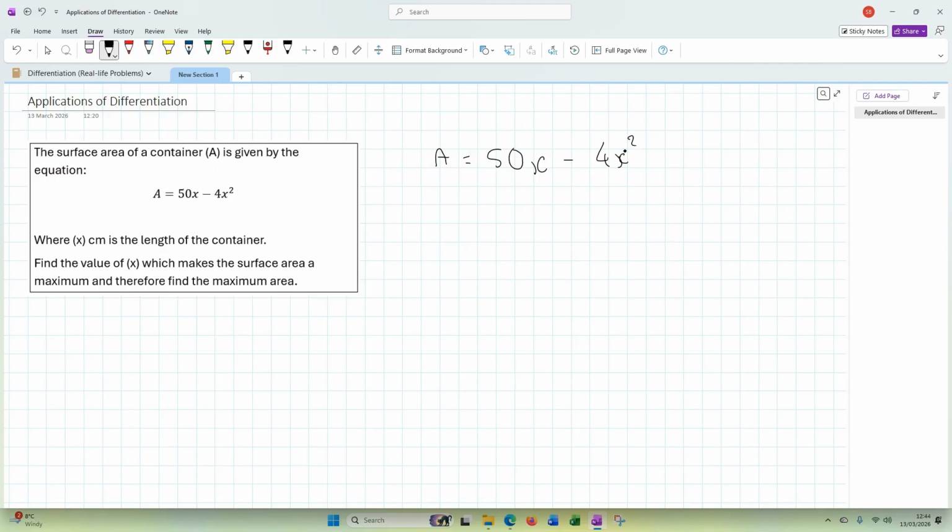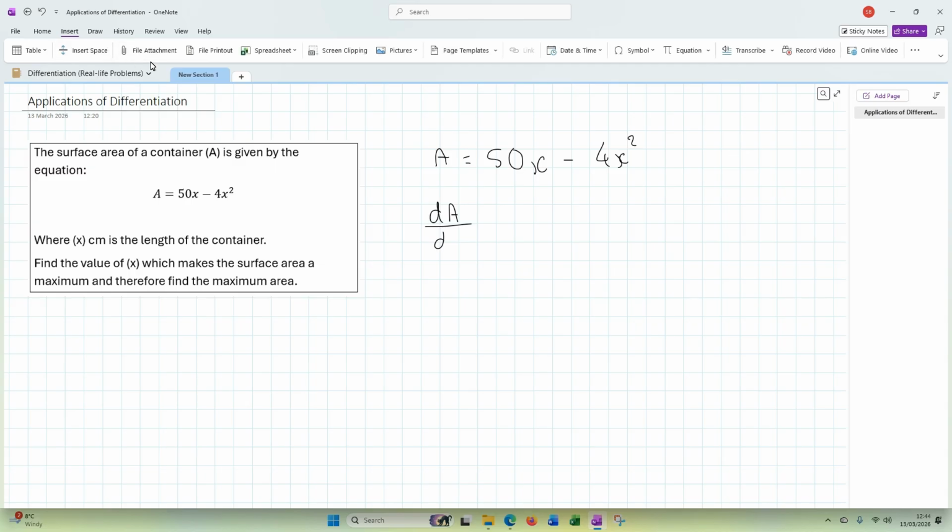Okay, so let's find the derivative of A with respect to x. So dA over dx equals 50, because the derivative of 50x is just 50, and the derivative of 4x squared is just 8x. Now again, remember, we have to make the derivative equal to 0 to find the maximum.